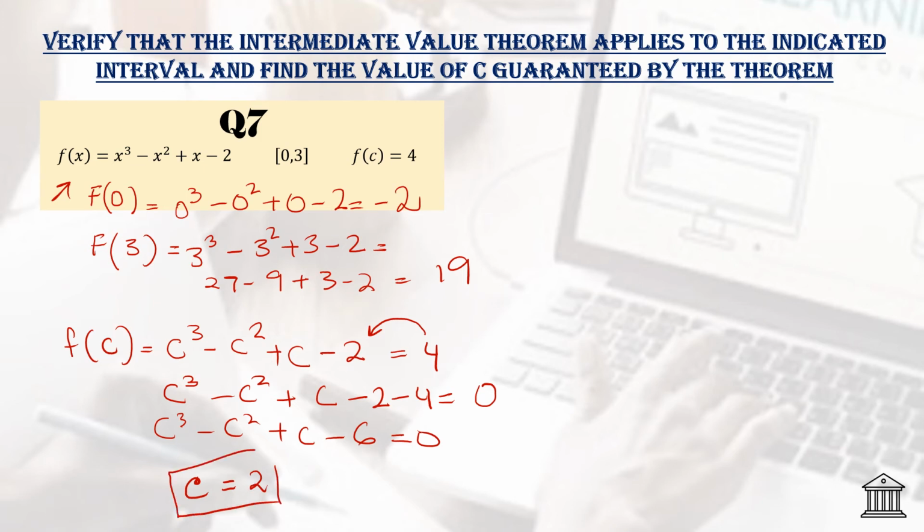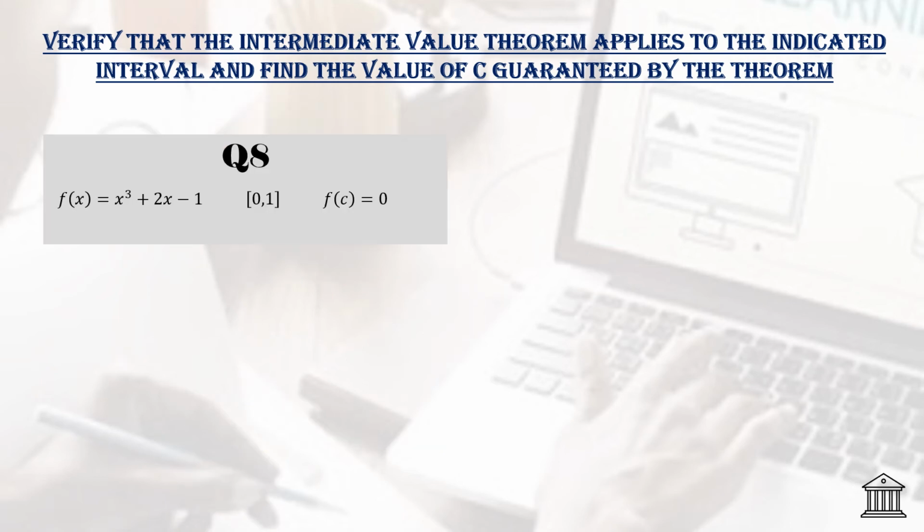Because 2 is the answer which is a real value, and the other two answers are imaginary, I will consider c equals 2, and yes, c lies in the interval between 0 and 3. So I can say that yes, here the intermediate value theorem is verified for this question. Let's solve the last question, and again we will verify whether the intermediate value theorem is applicable or not.